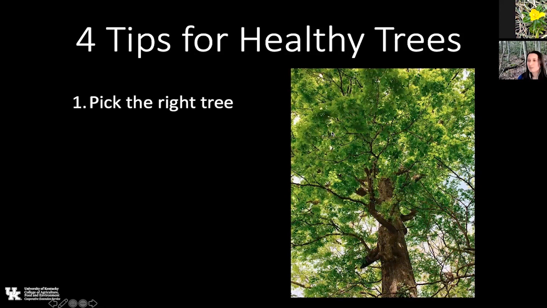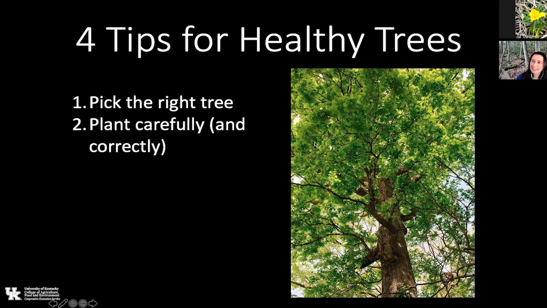Number one is pick the right tree. And the right tree is the right tree for you, the right tree in your site. It's not going to be the same right tree for everybody. Plant carefully and correctly. Take care of those trees that you have.